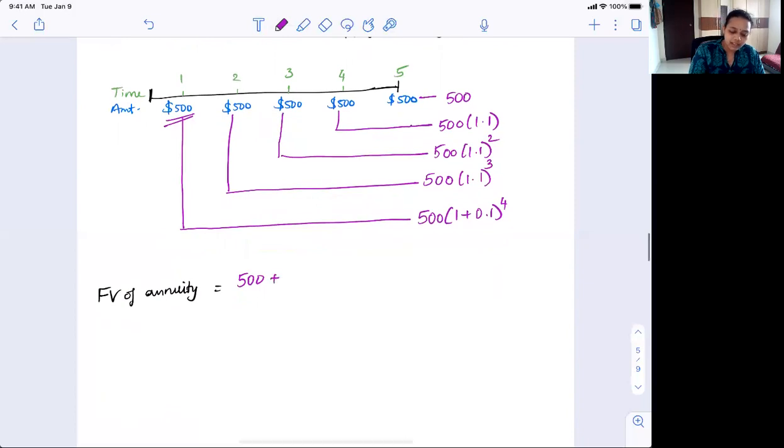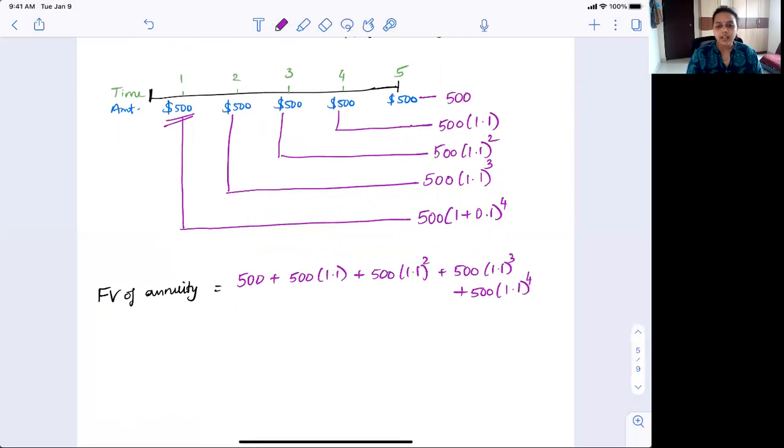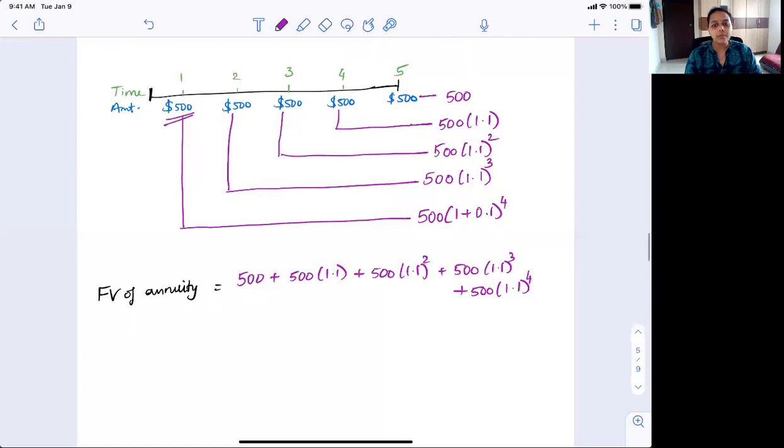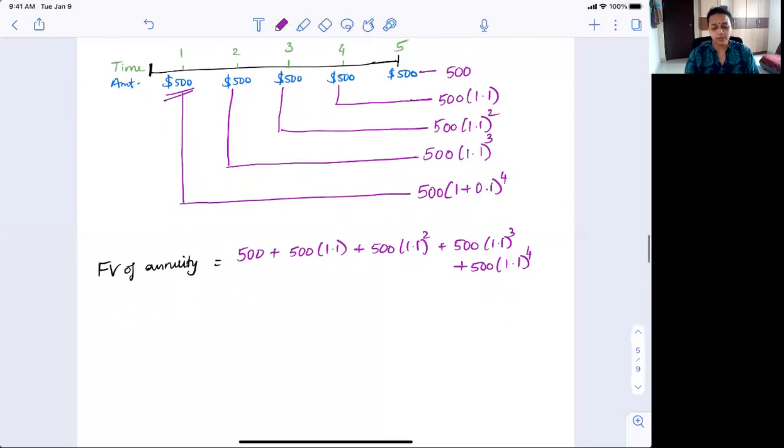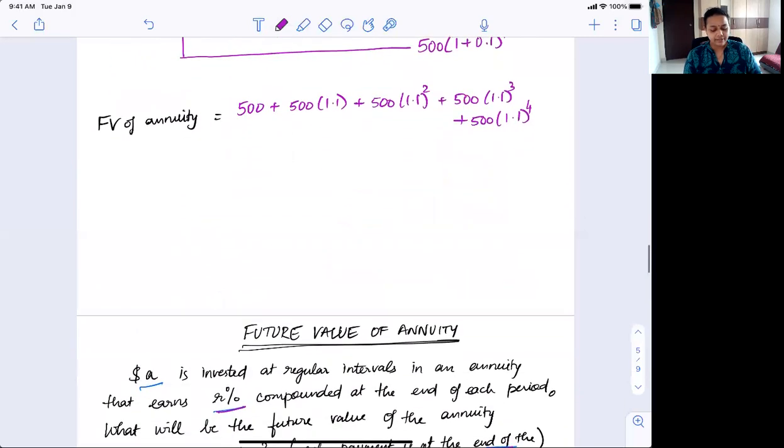So we have 500 plus 500 times 1.1 plus 500 times 1.1 squared plus 500 times 1.1 cubed plus 500 times 1.1 to the power 4. If you notice, this is a finite geometric series, so I will encourage you to go and plug in the numbers and calculate what the future value comes to be. That's an exercise left to you.